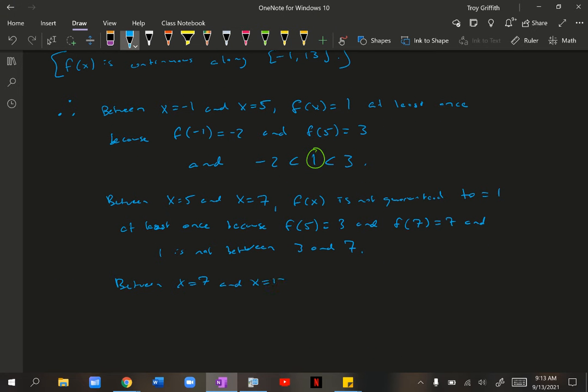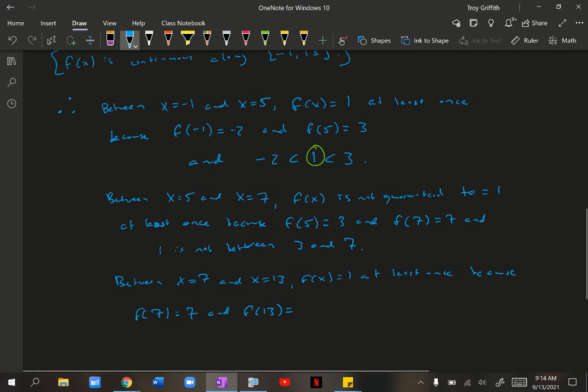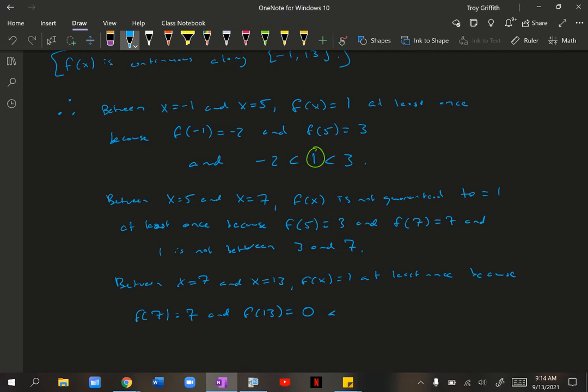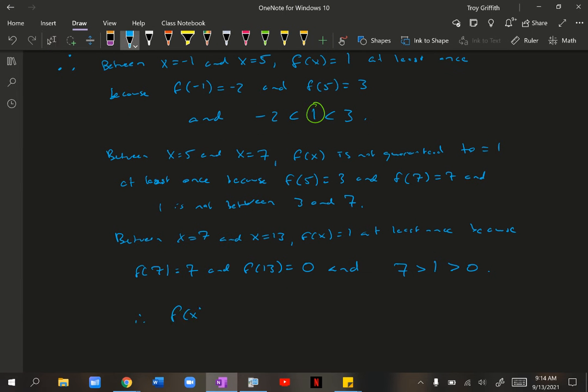Okay, and then we could wrap this up by saying between x equals 7 and x equals 13, f of x equals 1 at least once, because f of 7 equals 7, and f of 13 equals, I believe the value was 0. And we could say that 7 is greater than 1, which is greater than 0. Once again, that y value lies in between where we started and where we ended. So therefore, f of x equals 1 at least twice. We just showed the 2 times along the interval from -1 to 13.